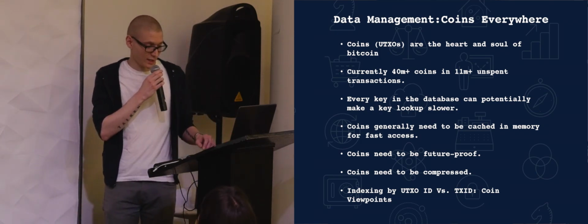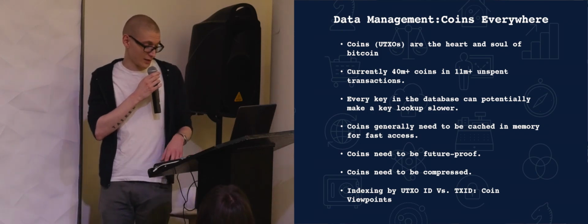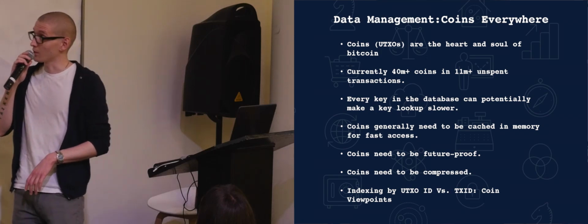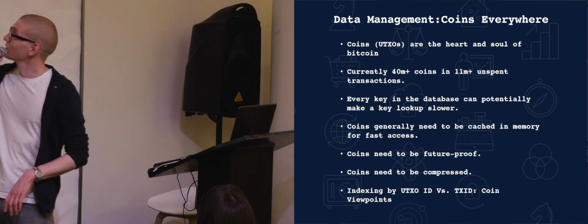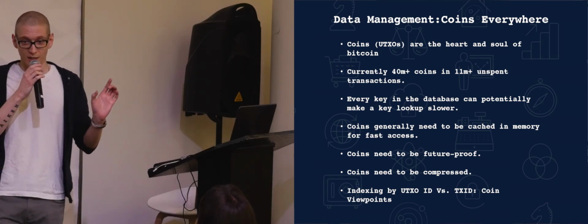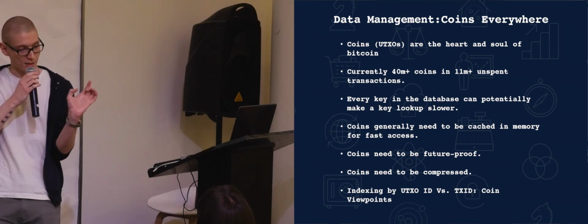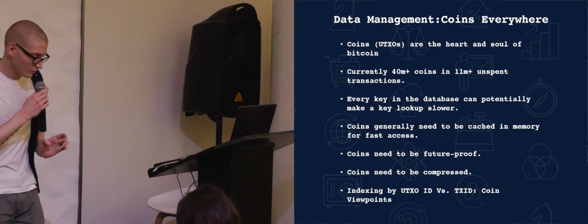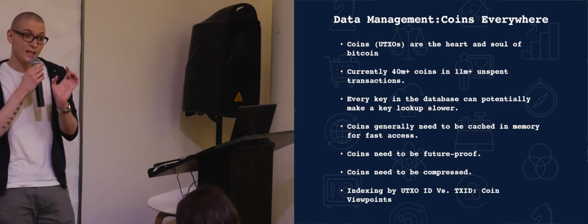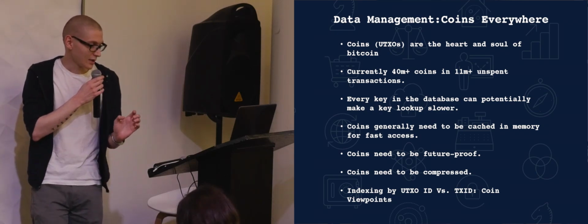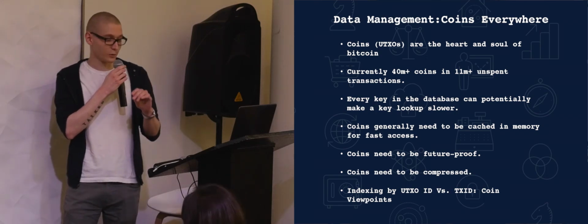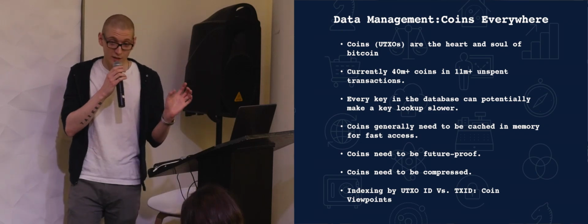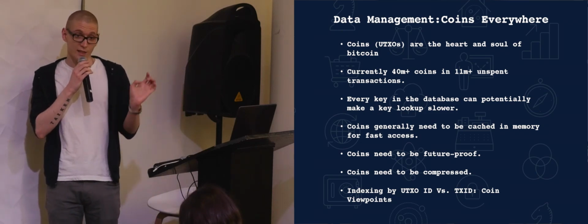So, indexing by UTXO ID versus TX ID. I was going to explain to you why BitcoinJ is horrible, and this is why. There's sort of a UTXO ID thing, right? And it's the hash of the transaction plus the index of the output. And that's the way BitcoinJ indexes coins. So that means BitcoinJ has 40 million keys in the database for the UTXO set. The other way to do it is to store it by transaction ID.